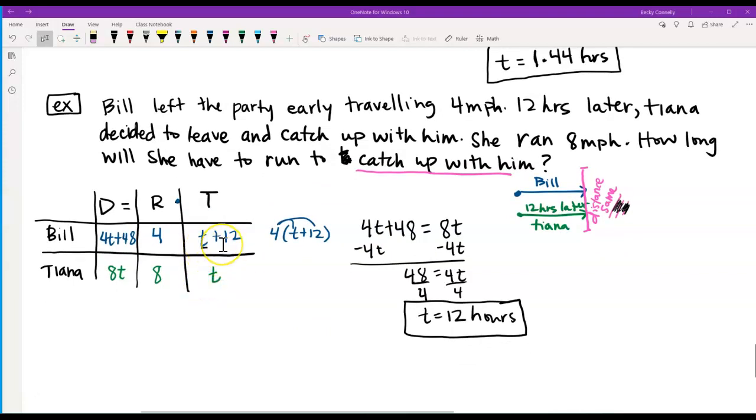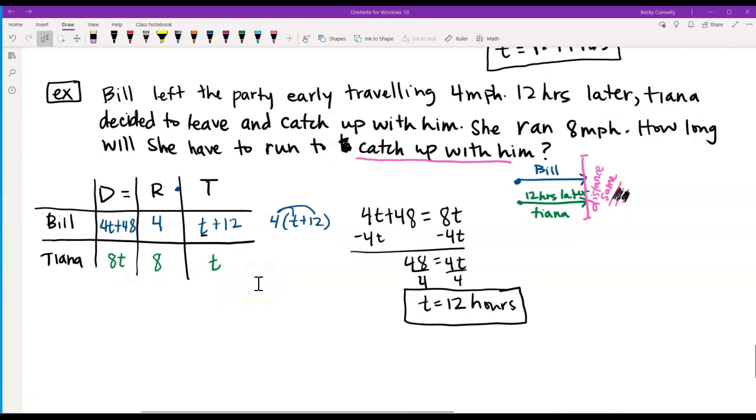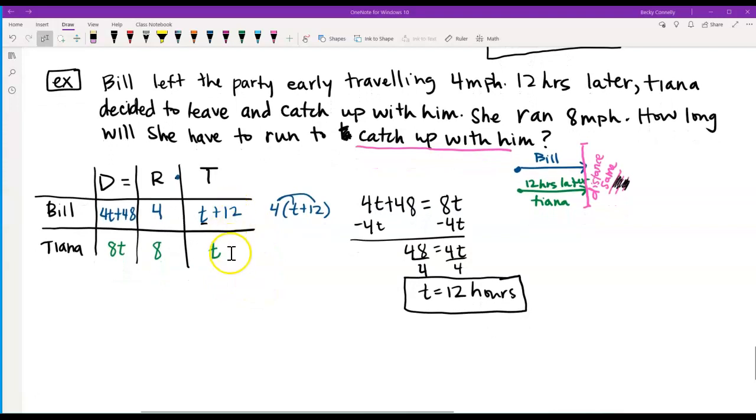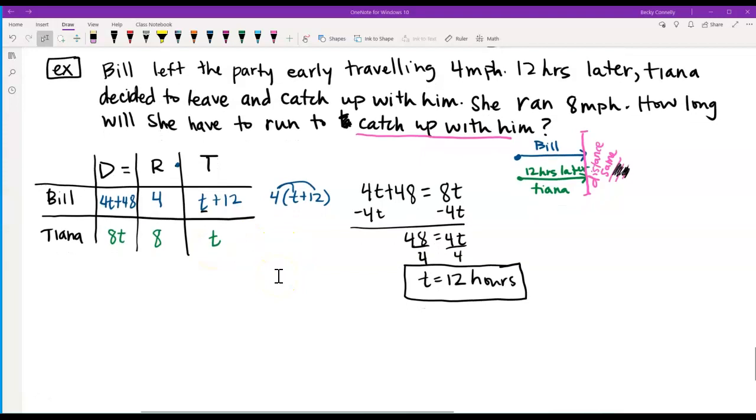But yes, you could have T for Bill and T minus 12 for Tiana, and that would work the same. Since it's asking how long it's going to take Tiana to run, it makes most sense for her to be T, but it could be set up the other way too.